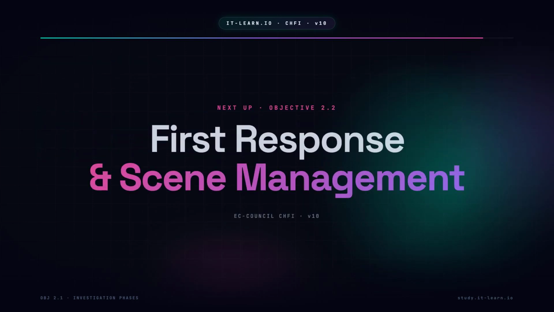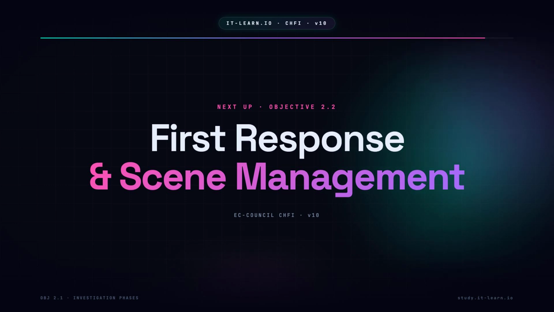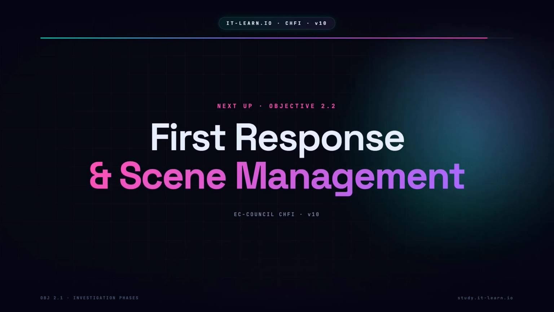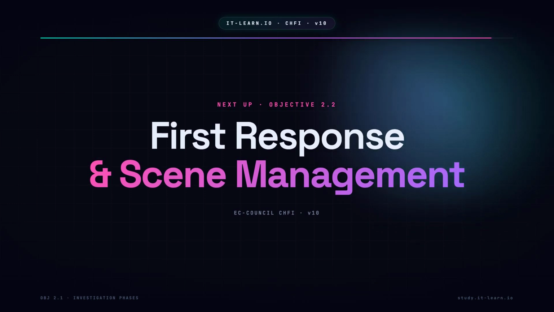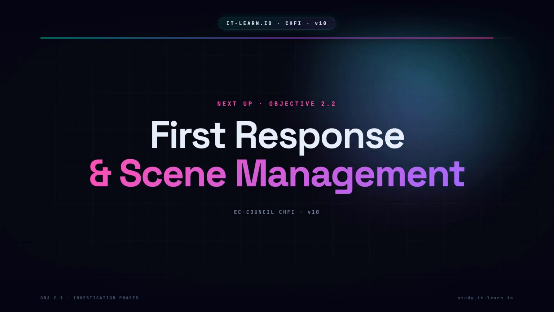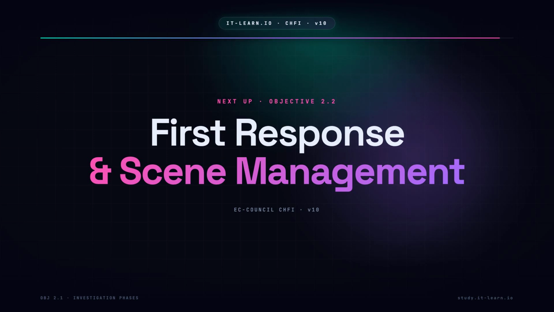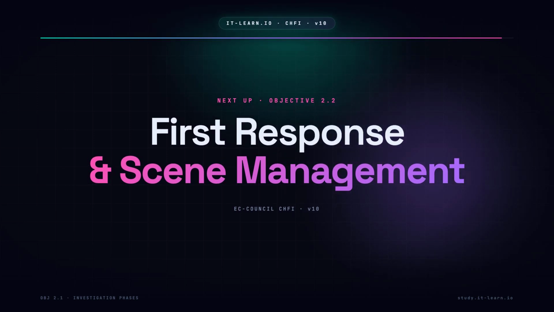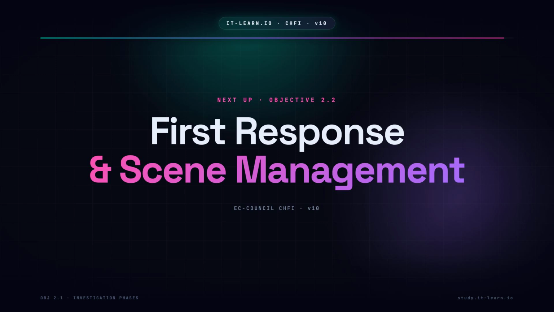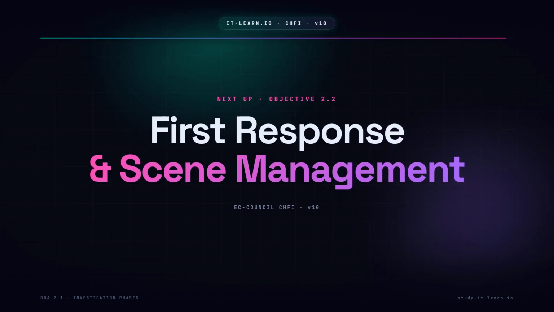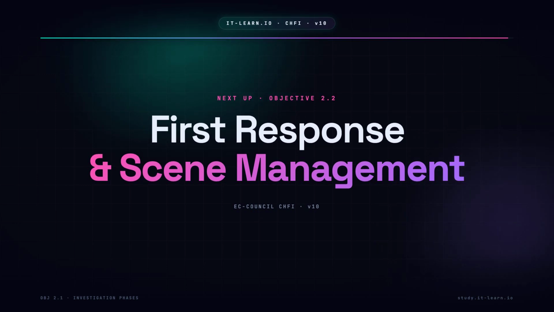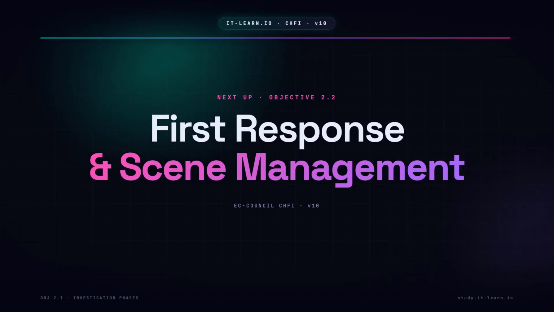Know them. 3 phases: pre-investigation, investigation, post-investigation. Order of volatility: RAM first, archive backups last. 5 rules of collection, 8 documents of investigation, 3 report types, 9 CHFI methodology steps, 4 ACPO principles. Lock those in, and you can structure any investigation from authorization through testimony. Next up, Objective 2.2, First Response and Scene Management. What you do in the first 60 seconds on scene determines whether you have a case at all.